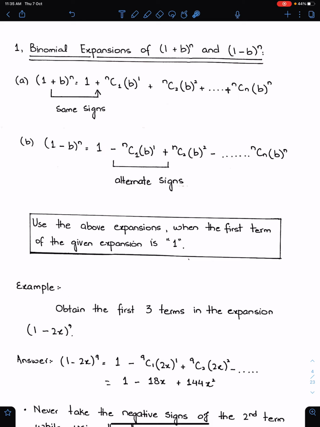First term is 1. nC1 second term has this number as power. This is 2, so this power of second term is 2. This is n, so this should be n. And the signs are alternate. Make sure you use these two theorems when the first term of the expansion is 1.